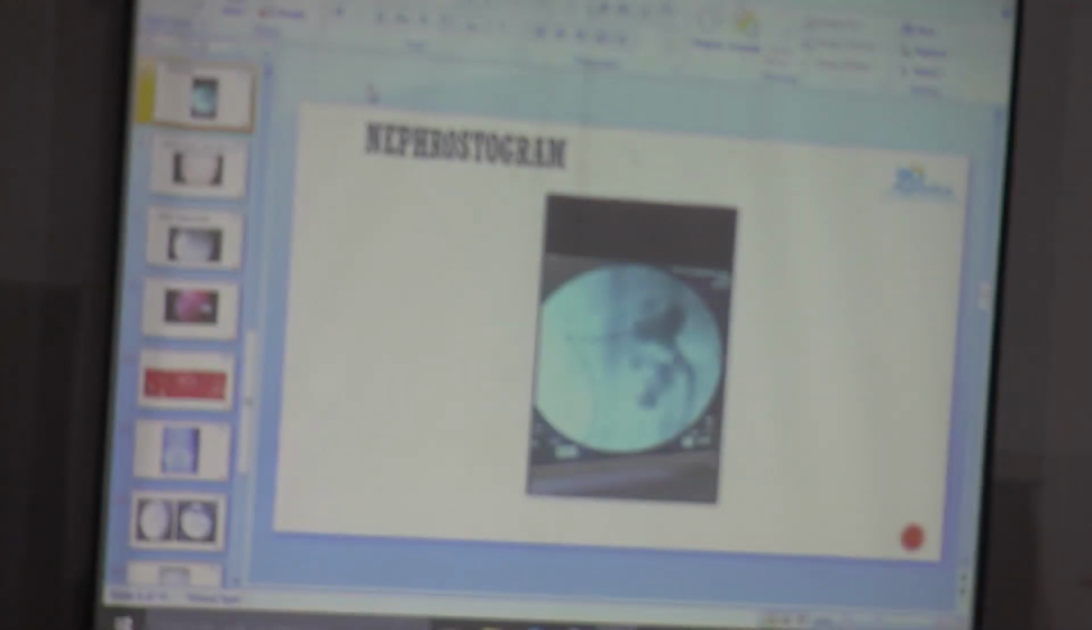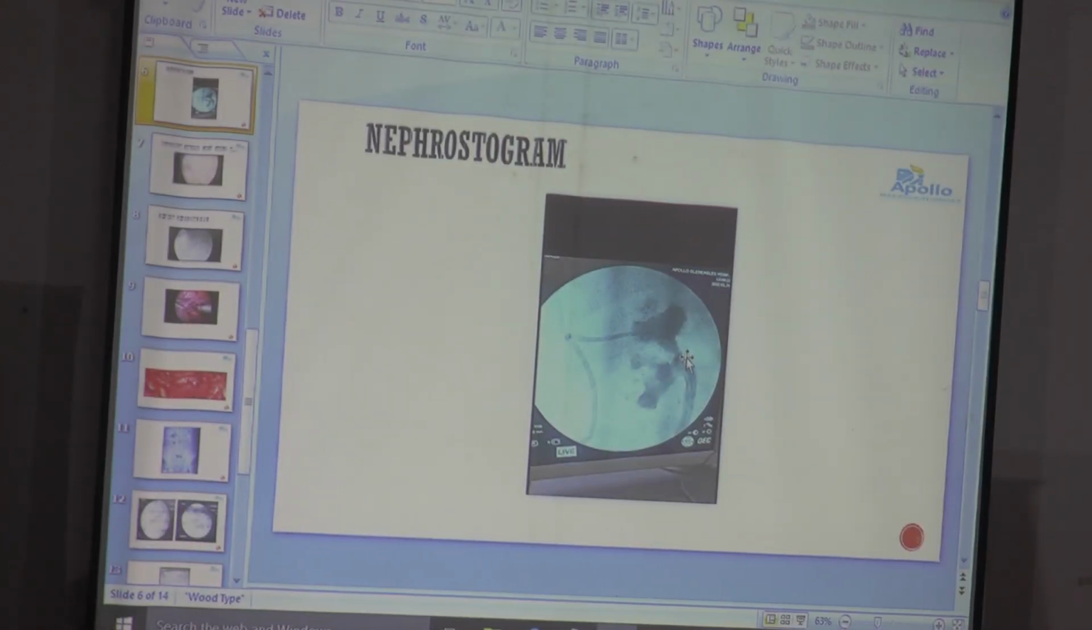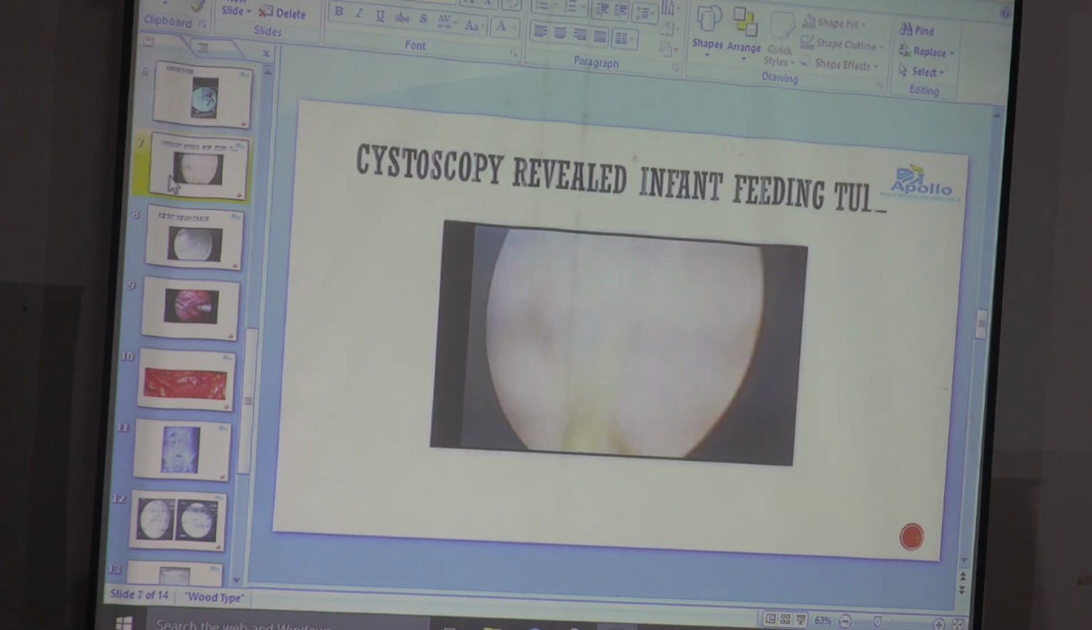So on the fourth day, sir, a nephrostogram was done. On nephrostogram, there was right-sided hydronephrosis, a dilated upper ureter, and a tube-like filling defect seen in the region of the right dilated ureter, with active extravasation of contrast at the level of L5. And sir, cystoscopy was done, which revealed an infant feeding tube as a foreign body, which was removed, and a 5 French DJ stent was placed over a guide wire with difficulty. Following which, the patient went into hypotensive shock, so the further procedure was abandoned and the patient was stabilized.